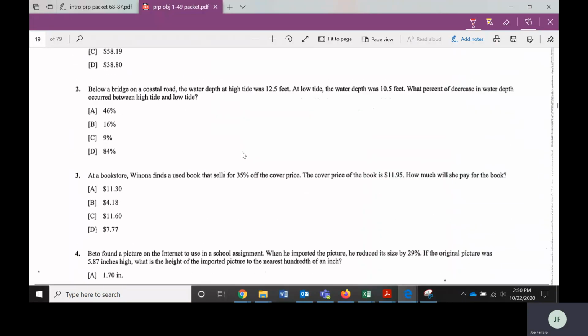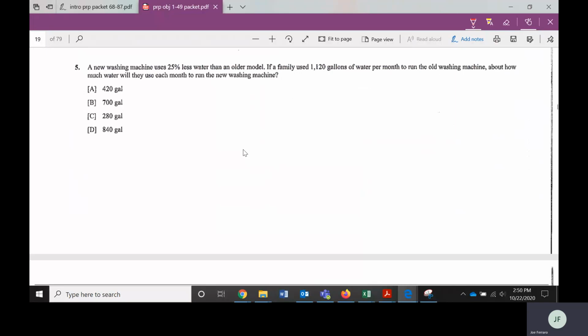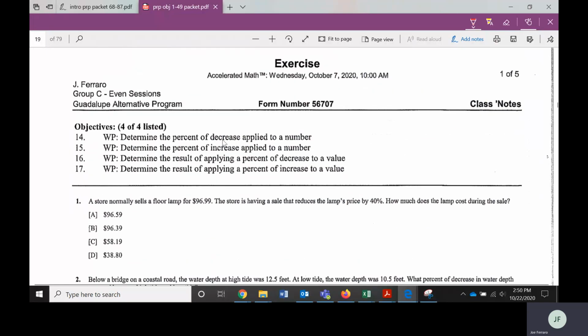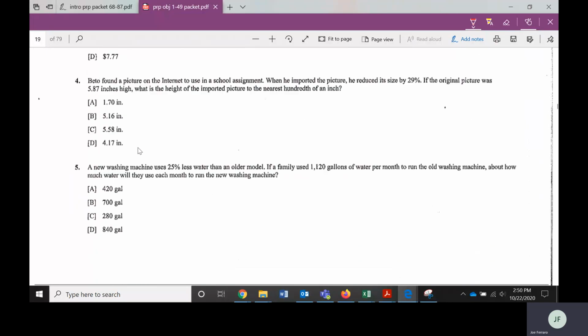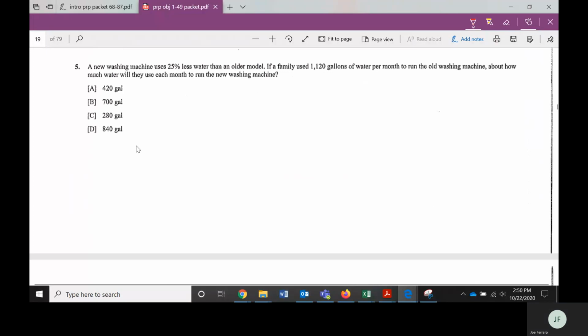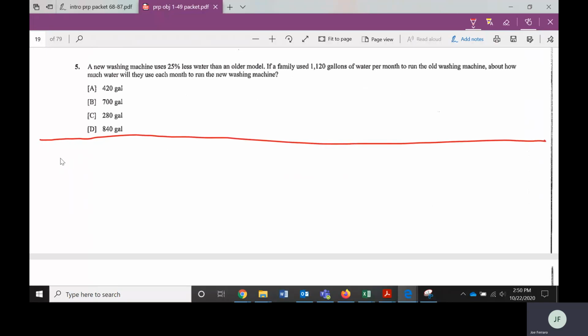Two things that we'll throw at the bottom here of the first page of general notes. First thing is going to be about objectives 14 and 15. And this is in general, so this doesn't have to do with problem number 5. These will be just general notes on finding percent change, an increase or a decrease.